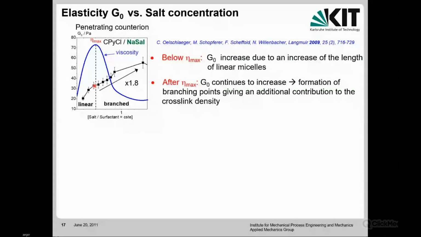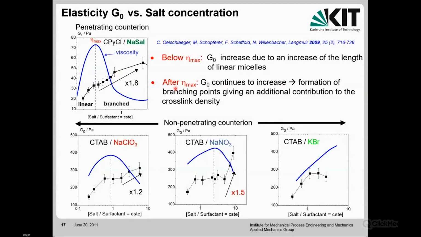But after the maximum, the viscosity decreases, but the elasticity G0 still continues to increase. This is due to the fact that you have formation of these branching points, which contribute to the cross-linking density. So we do not have a decrease in micellar length after the maximum viscosity. Similar observation has been made for the non-penetrating counter-ion. The viscosity decrease is due to formation of branching, but the effects are less pronounced.